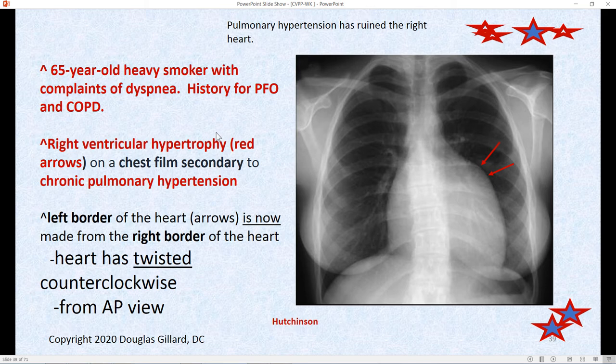And here's a 65-year-old smoker with a history of PFO and COPD. They came in with chest pain, and you took a simple chest film because they had chest pain, and here's what you found. So the heart is enlarged and it's rolled. When you see a bump right here, this is not the aortic knob, which is kind of pushed behind the vertebrae here, but that is right ventricular hypertrophy. Have you guys had that soft tissue pathology yet? So that's right when the bump is here. When the heart looks fine but it has a big bump down here, that's left ventricular hypertrophy. So the heart is kind of rolled over.